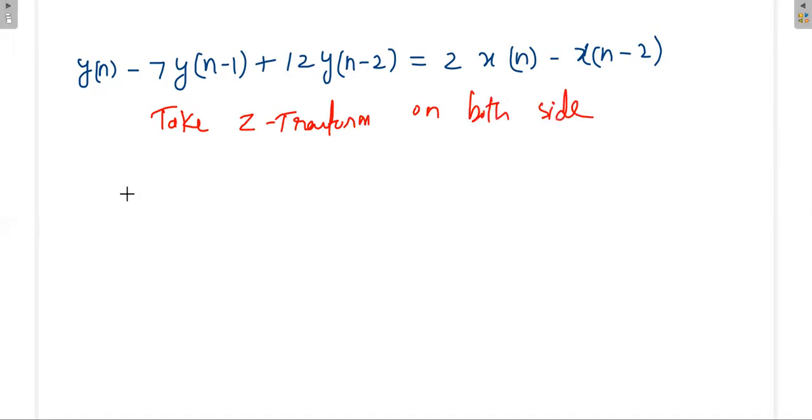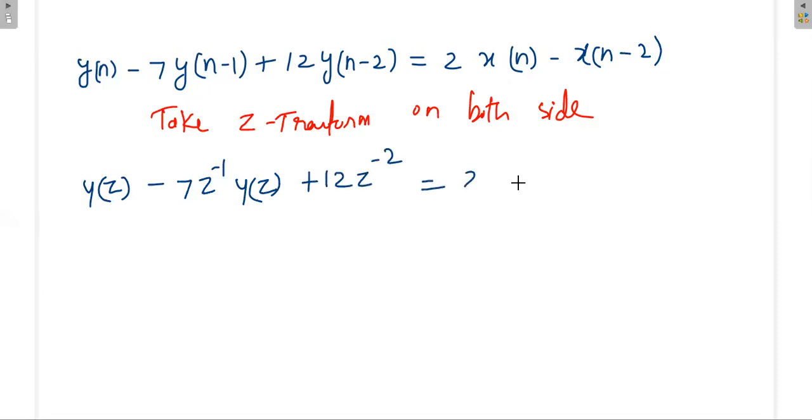We do not know what y of n is, so we just write the z transform of y of n as Y of z. Again, this is 7 into z inverse Y of z. Why? Because this is shifted by a factor of 1, and whenever time shifting is there, it becomes z power of the shift, which is minus 1. So z power minus 1, plus 12 z power minus 2, and here 2 into X of z minus z power minus 2 X of z.